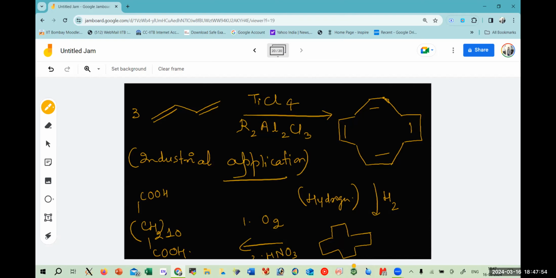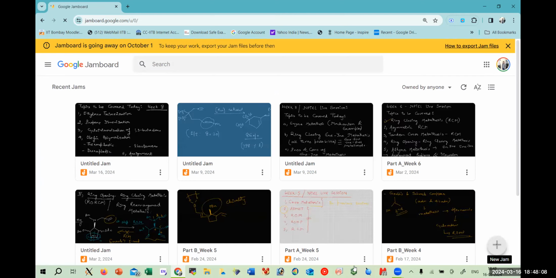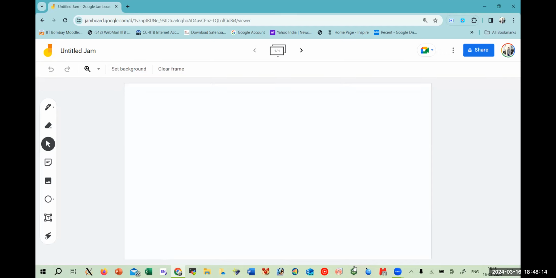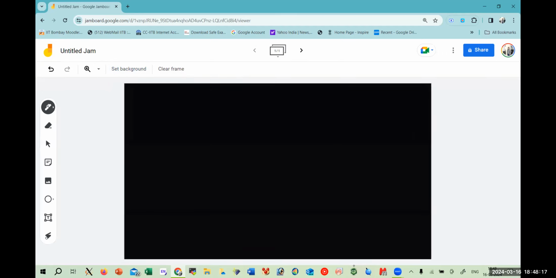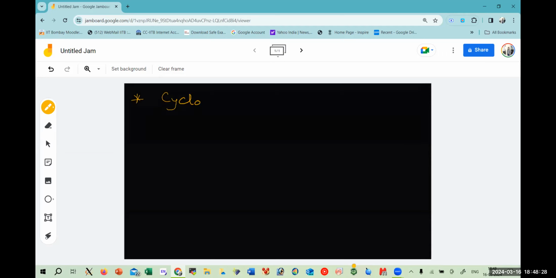So this was your trimerization. Okay, so we have seen the cyclotrimerization of 1,3-butadiene. What about the cyclodimerization of 1,3-butadiene?